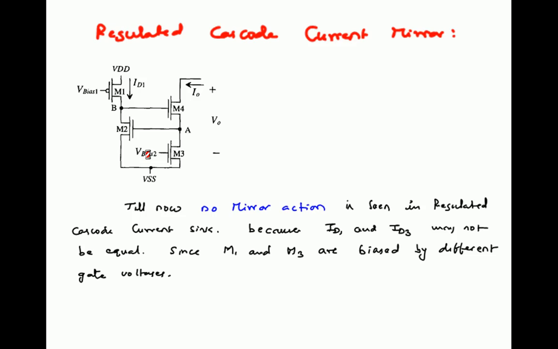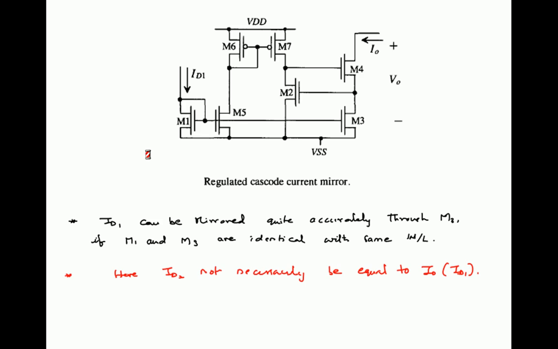They need not be equal, or maintain any multiplication factor, since we are going with different biasing voltages. Now, using this cascode current sink, we will get the mirror action by modifying this circuit. The modified circuit is this. If you check, M7, M2, M4 and M3, these four are forming the regulated cascode current sink, and these transistors are the extra things.